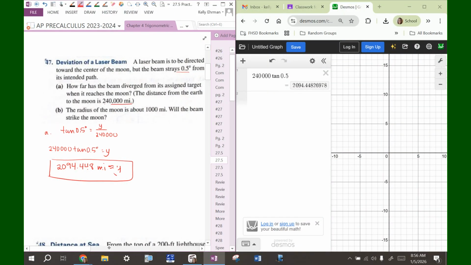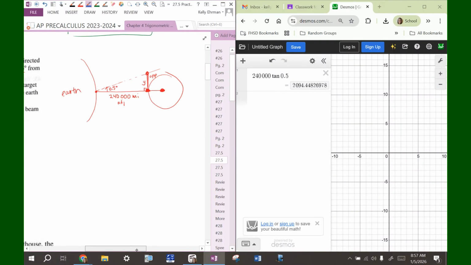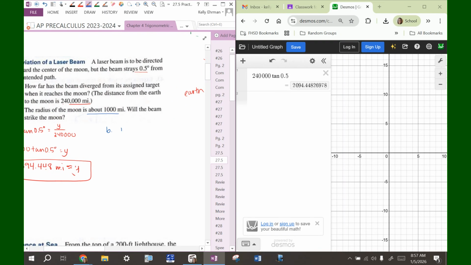And then part B says the radius of the moon is about 1,000 miles. Will the beam strike the moon? So remember earlier how I said, I don't know if I should be drawing this vertical leg to hit the moon or not. Well, this radius is 1,000 miles. And we just discovered that y is 2,000 something, 2,094. So no, this is going to be higher than the moon. It's going to completely overshoot and miss the moon. So for part B, I'm going to say no, because how about we say this in terms of the question before? How far has it diverged? The beam diverged, I'm just going to say more than 1,000 miles from the center of the moon.